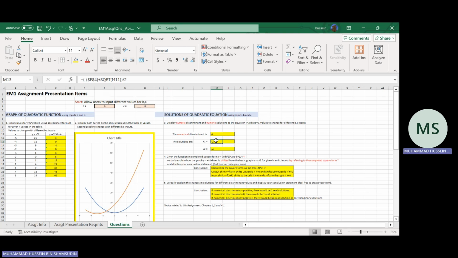As for the solutions, x1 is a solution of the quadratic formula, minus b plus square root of b squared minus 4c, over 2, or here in the formula bar, minus F4 plus square root M11, which is the discriminant, over 2. Likewise, x2 is a solution for minus b, but minus square root of b squared minus 4c, over 2. And similar to the graph, the values of the solutions as well as the numerical discriminant correspond to b and c and change with it.